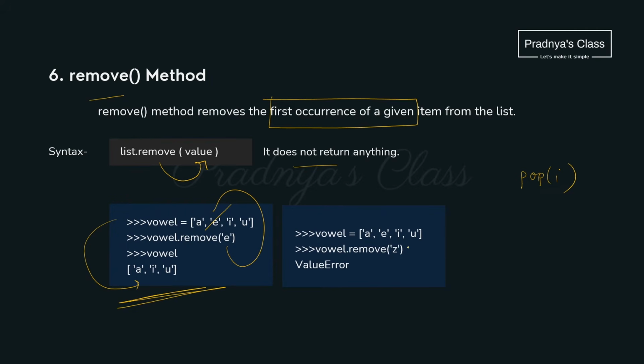Again, make a note of it. If the item doesn't exist, you will get the exception ValueError. Using exception handling, we handle this type of exception.